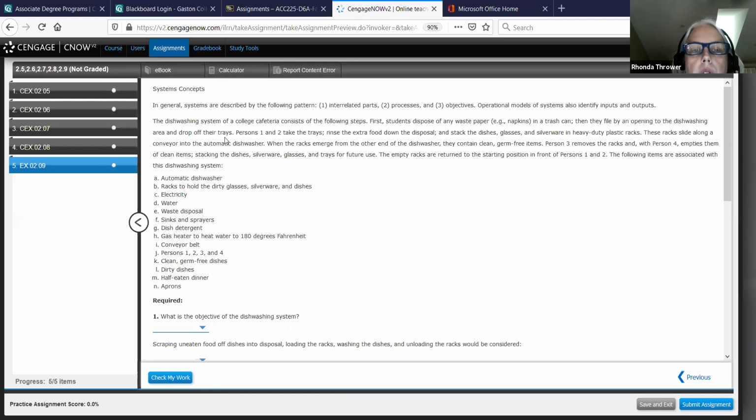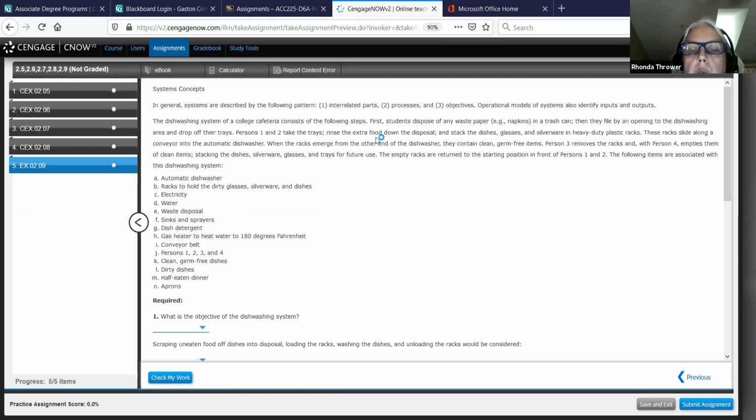So in other words, this is a college cafeteria. The students are finished eating, they throw away their paper stuff, and then they drop off their trays in this cafeteria system that we're looking at. Persons number 1 and 2 are going to take the trays. These are persons that we've hired in our cafeteria system. They're going to take the trays.